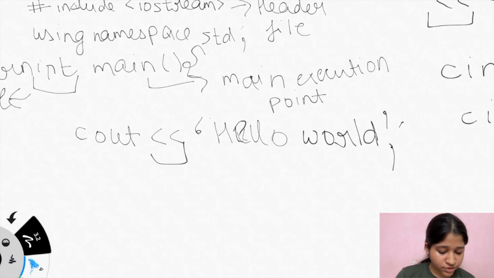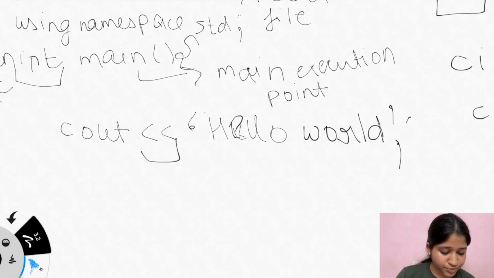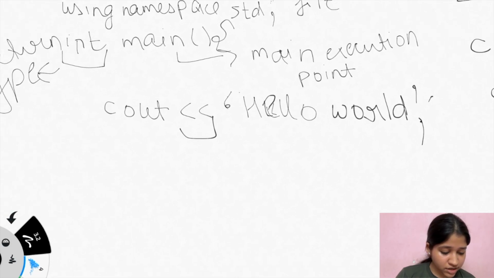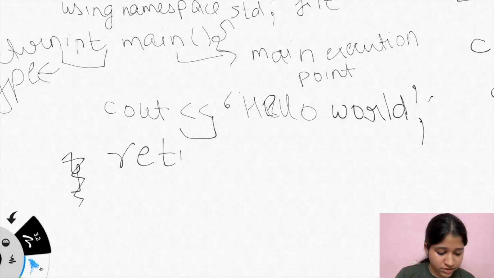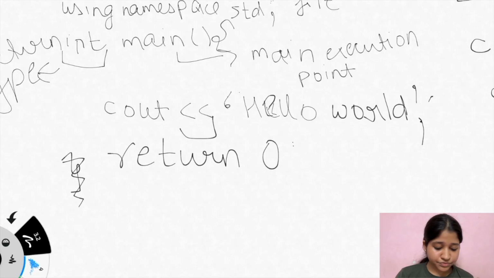Now come back to the code. So here we are trying to print cout on our screen, and let's just close the curly braces. No, before closing we need to return something because we have included int main. So let's return 0.